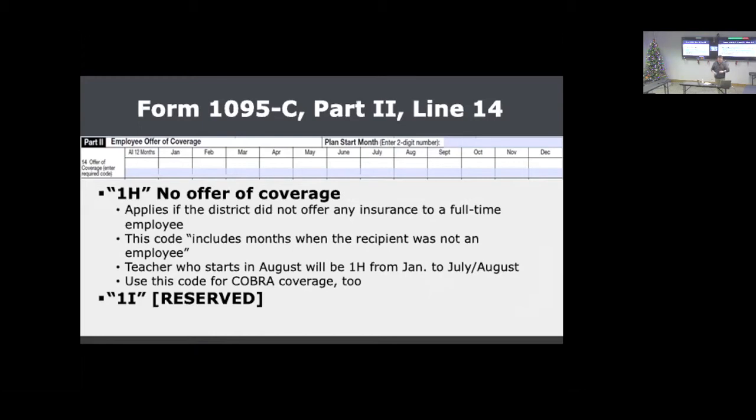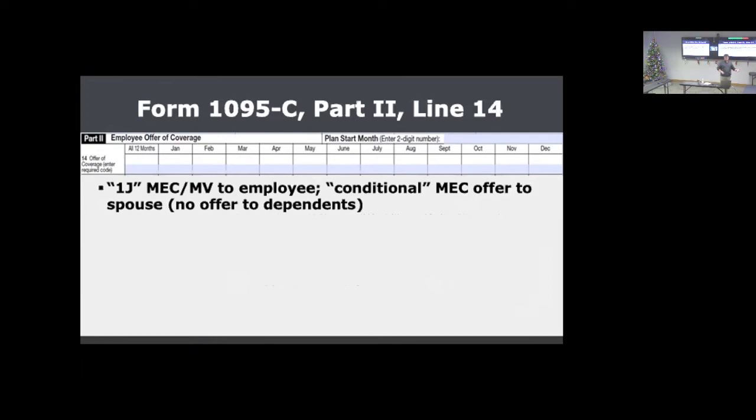1I, right? The 1I code is reserved. That used to be transition relief. Remember back in the day when we had transition relief? Yeah, all that stuff is gone, has been for several years. They just haven't taken it out of the form yet.